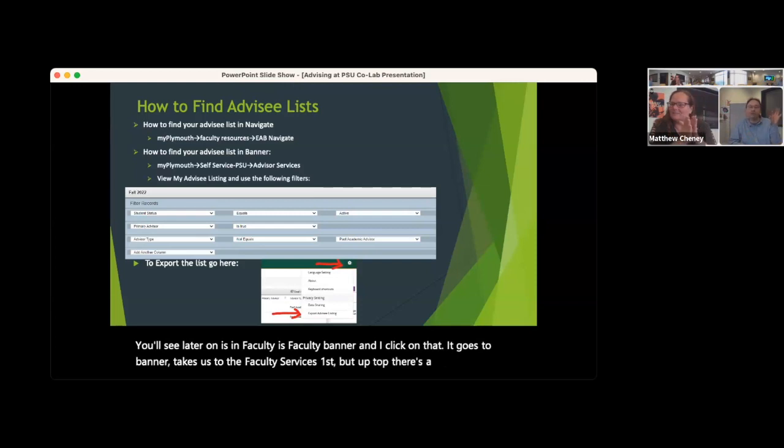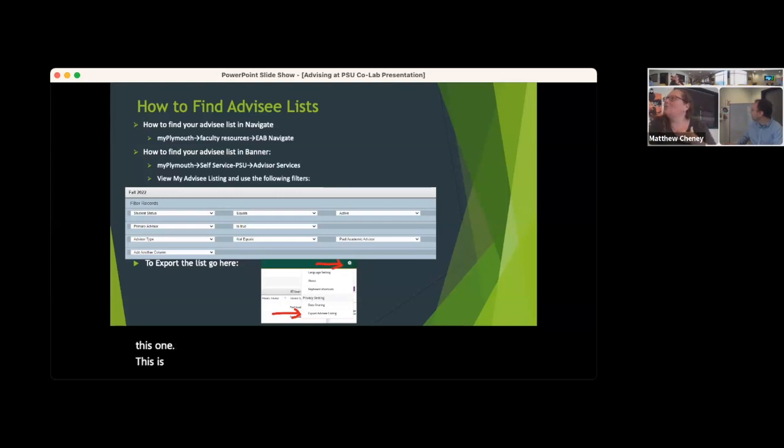But up top there's a button that looks like you're already there because it's blued out. That's advisory services, and it will take you to a screen with a list you can access of all of your advisees as well. We will send these slides out, but if you wanted to take a screenshot of this one, this is how you filter to get an accurate list of all your advisees.